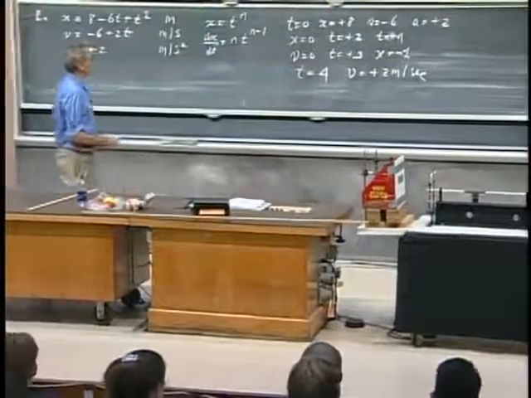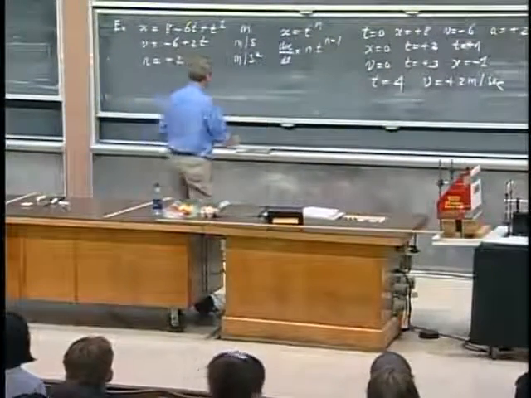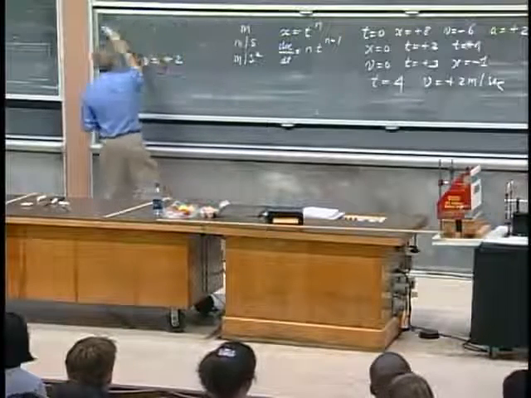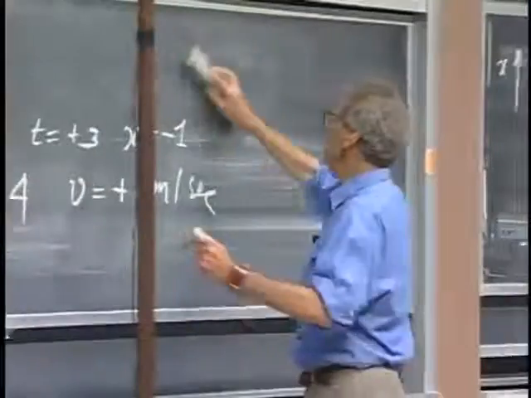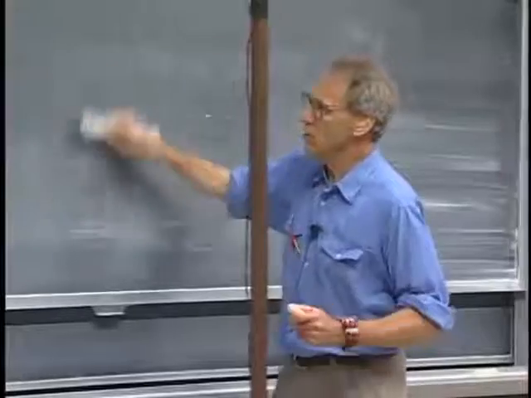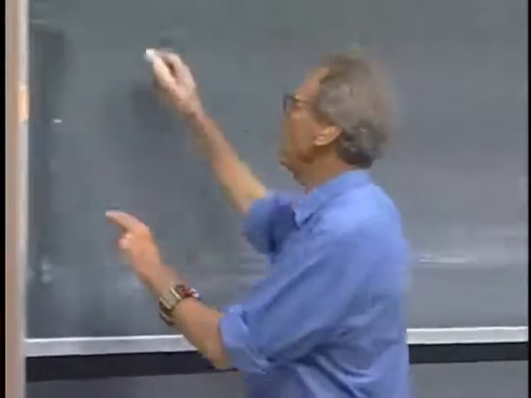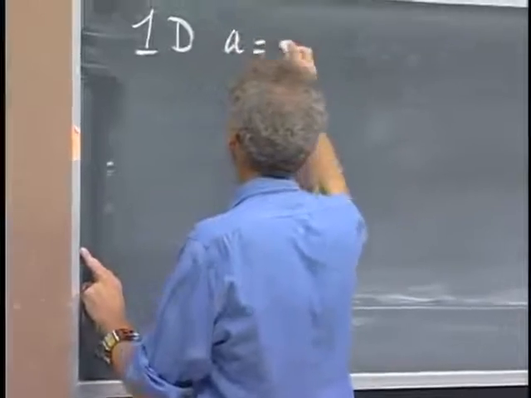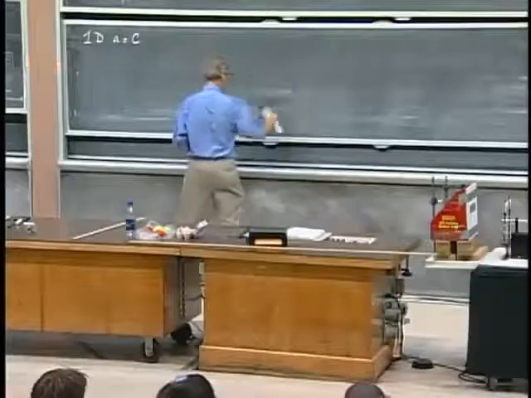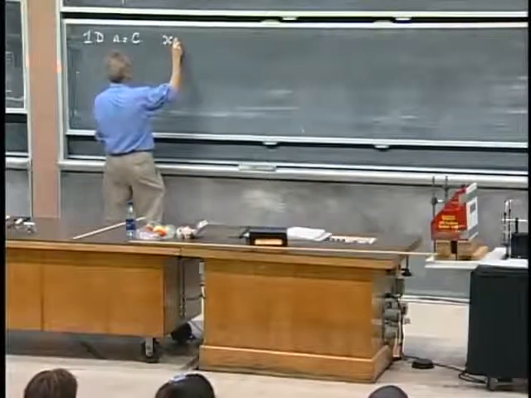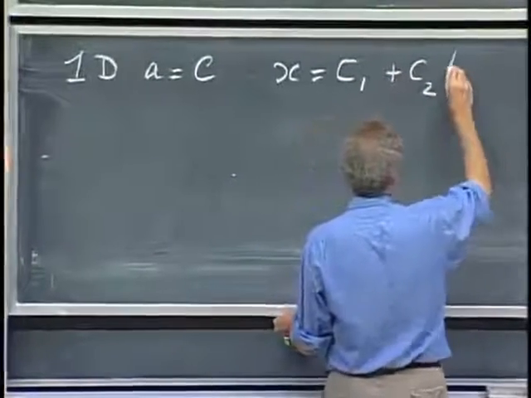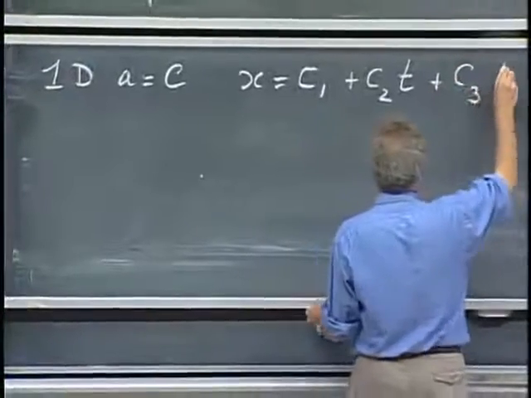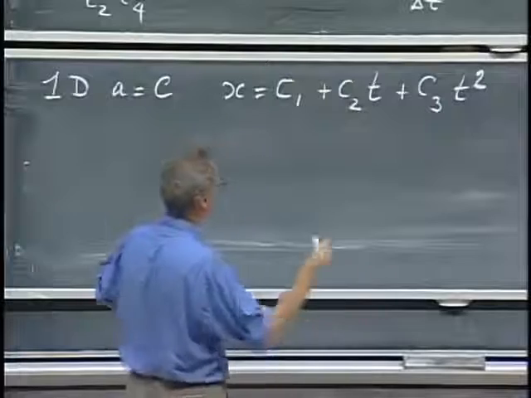I now would like to write down, in most general form, the equation for the position and the velocity as a function of time for a one-dimensional motion whereby the acceleration is constant. So it's going to be one-dimensional again, and a is going to be a constant. And so the equation that I write down is the most general way that I can write it down. So we're going to get x equals some number c1 plus some c2 times t plus some c3 times t squared.